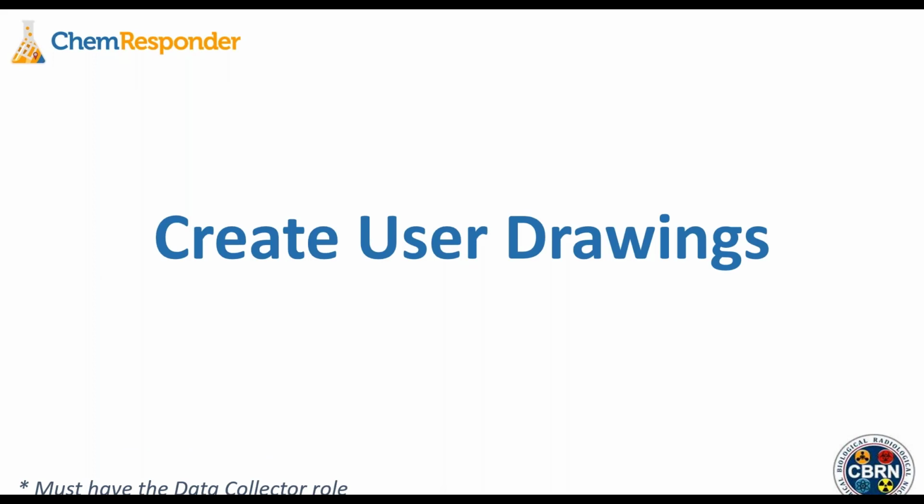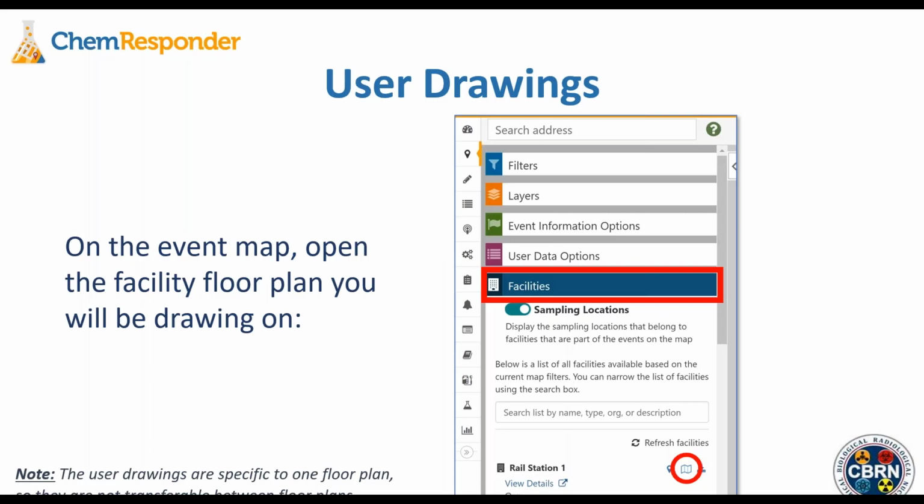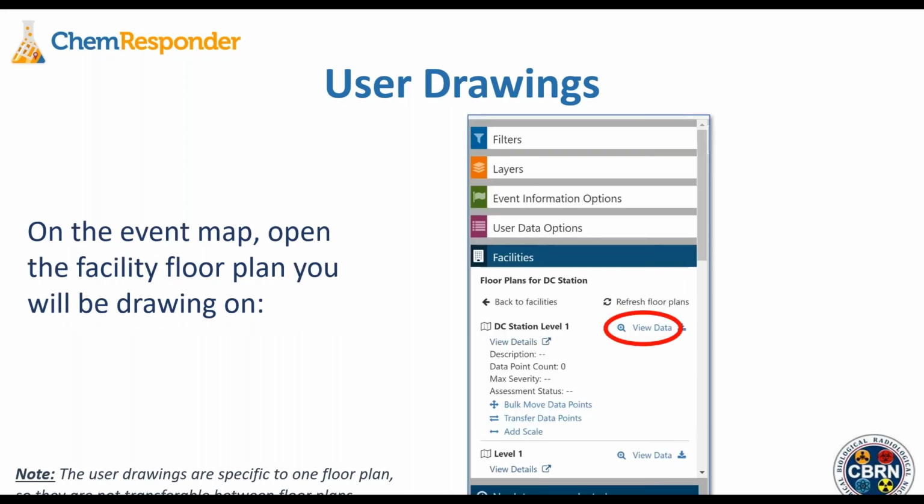Once you have collected all of the intended data points, we are going to switch gears and navigate to the event map. So we can take a look at the data on the floor plan and then use the user drawing feature. So once you're back on the ChemResponder website, you will open the event map and then open up the facilities layer and click that floor plan icon. This will show you all the floor plans for that specific facility. So if you want to view different ones, you can just click the View Data button.